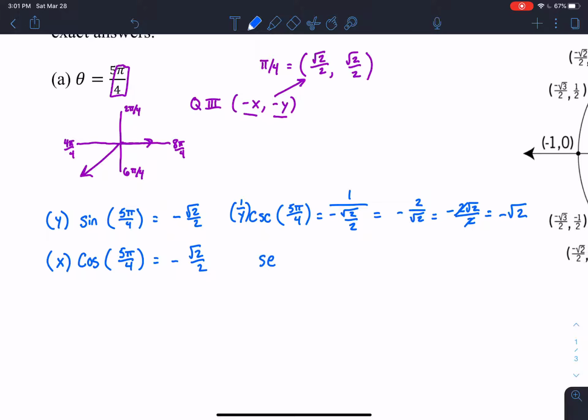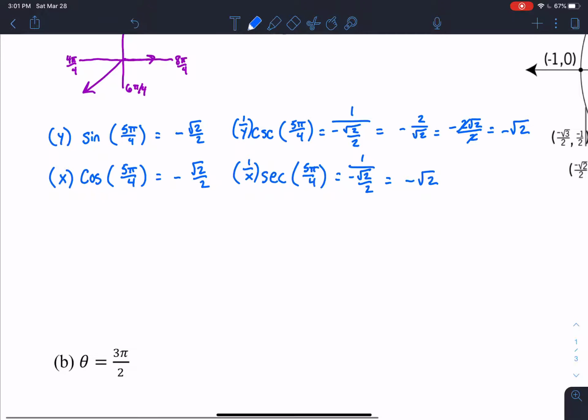And then secant, which is 1 over the x term of 5 pi over 4, is going to be the same thing as it was before. And again, you guys can simplify that. Okay, and then the last one, right, you got is tangent.